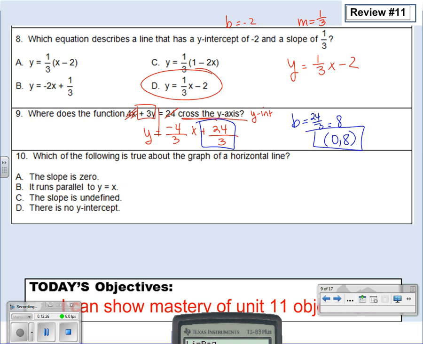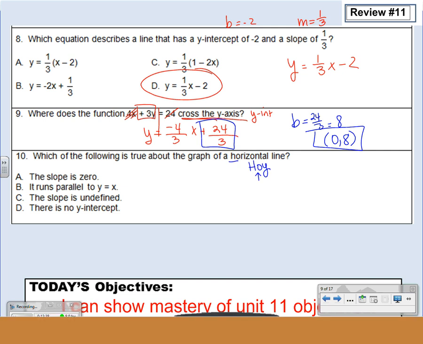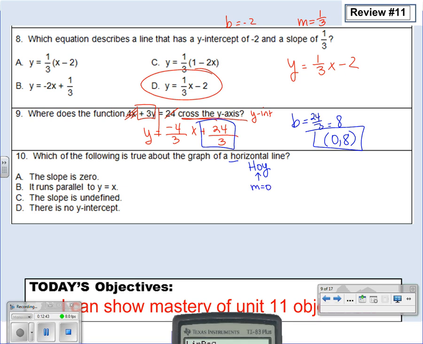Which of the following is true about the graph of a horizontal line? Horizontal line, you remember the HOI. Some may remember the HOI. And then the HOI, that middle letter O, like a 0, that tells you the slope. So our slope is 0. That answers A. If you're not sure, let's draw a picture of a horizontal line.